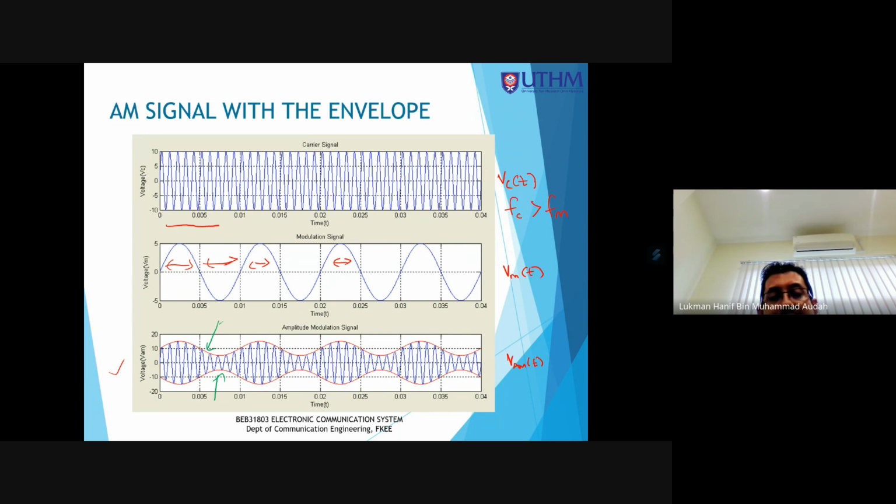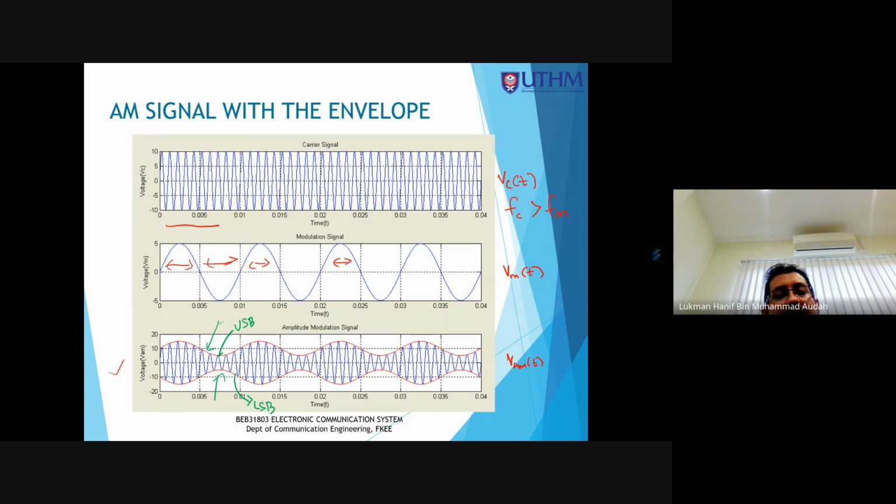So the red line is called an envelope. The signal looks as if it is inside the envelope. We have the upper side envelope and also the lower side envelope. The upper side here is the upper sideband, and the lower side here is the lower sideband. And the signal looks to be within the envelopes.